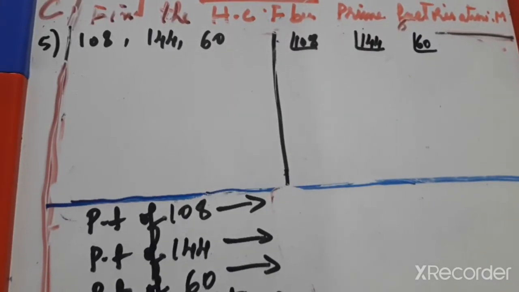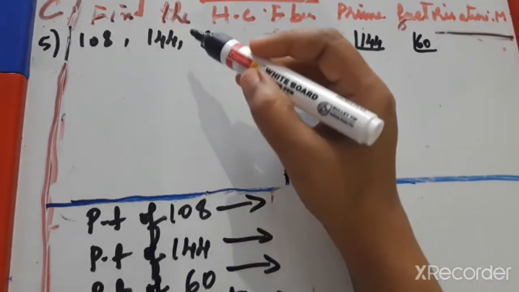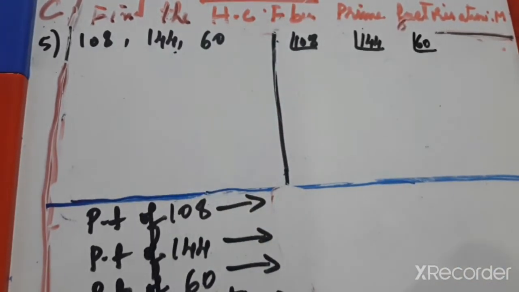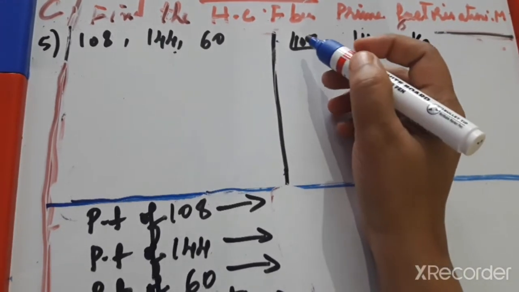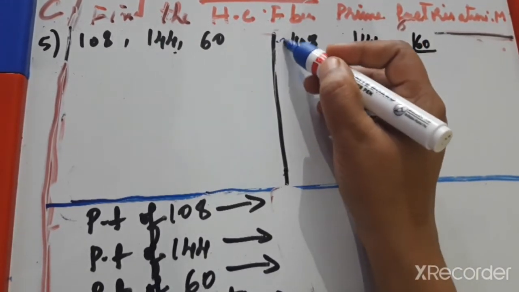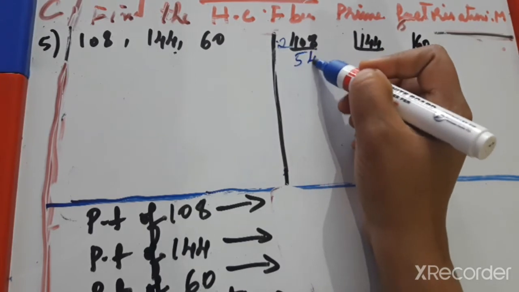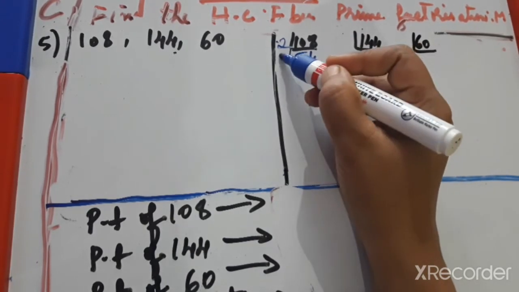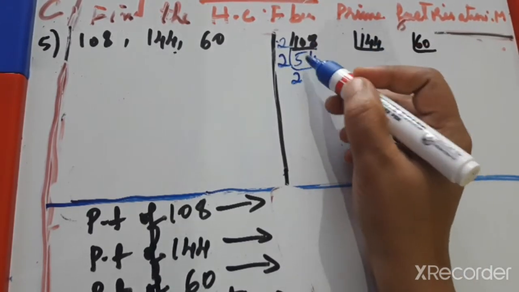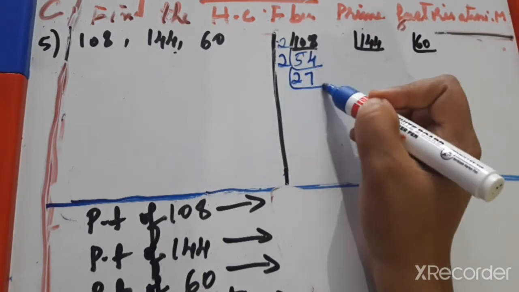Now fifth question, find the prime factorization of 108, 144, 168. Now find the prime factorization. 108 is an even number, so it multiplies with 2. 2 fives are 10, 2 fours are 8. Again an even number, so multiply with 2. 2 ones are 2, 2 twos are 4, 1 carry, 2 sevens are 14.